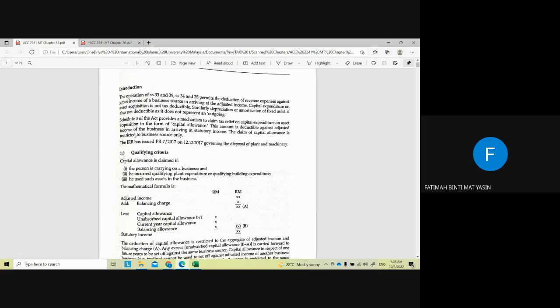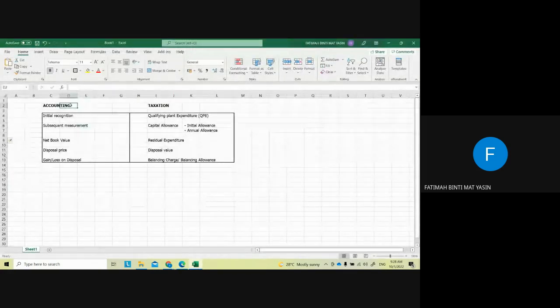Before we discuss further regarding this capital allowance, let's look at the accounting perspective so that you can get some idea about it. I believe I did touch on this before, so this is just like a revision for you. When the company acquires a fixed asset, it could be a long-term asset, the company needs to record that in their financial statement. They need to know the value of that asset because they want to record it in the financial statement. This is what we call initial recognition.